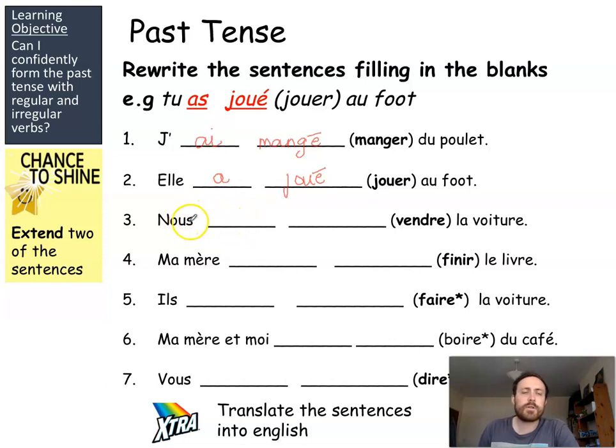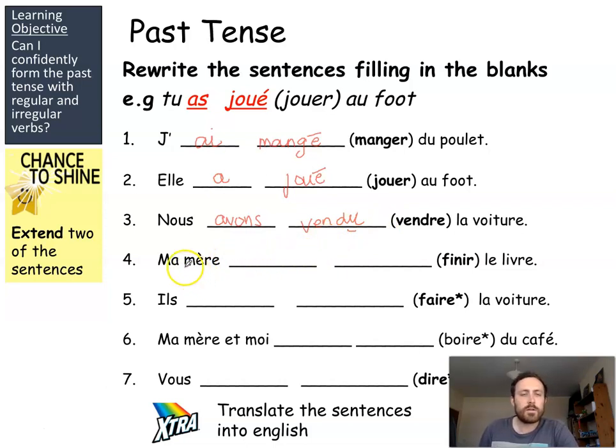Number 3, nous. So we've changed the pronoun to nous. And the verb is an RE verb this time, so our nous conjugation with avoir is nous avons, and take off the RE and replace it with a U, so it's nous avons vendu la voiture, we sold the car.